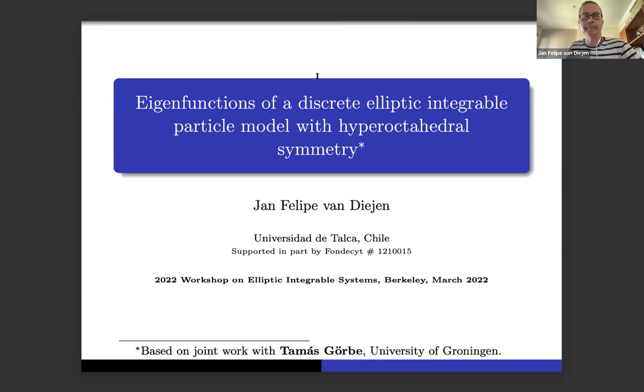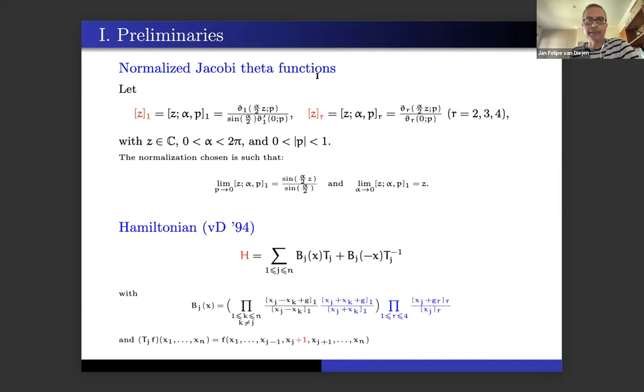Well, it's elliptic, so I need some elliptic functions, and I will use in this talk basically Jacobi theta functions, but I will normalize them in a slightly different way from the standard way. So this here, theta one, is the elliptic Jacobi one function normalized in a suitable way, and the Z_r, for r from 2 to 3 to 4, are the associated Jacobi theta functions normalized. The normalization is such that in the trigonometric limit, putting p equal to zero, you get this quotient of sine functions.